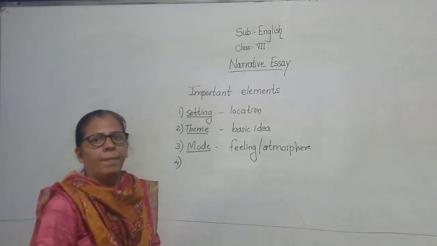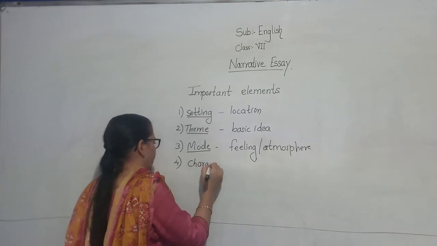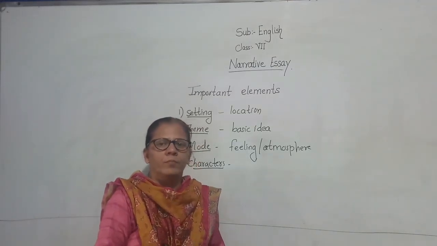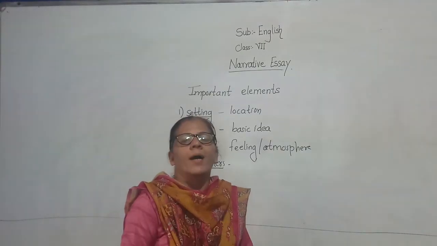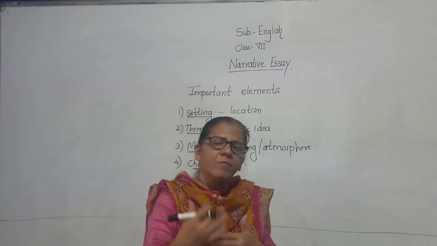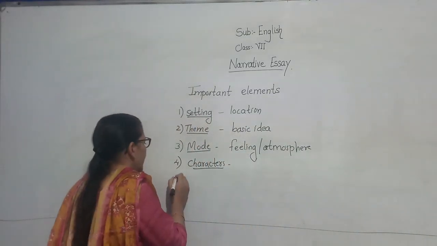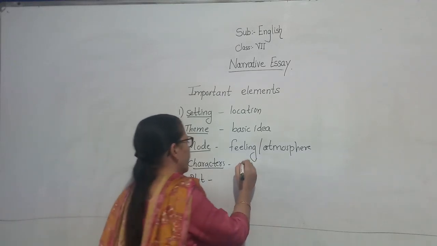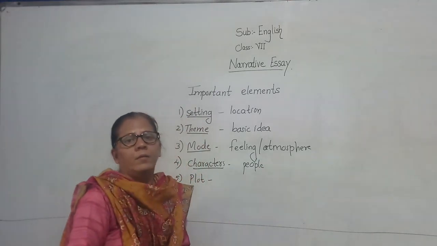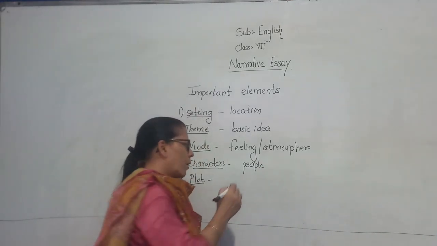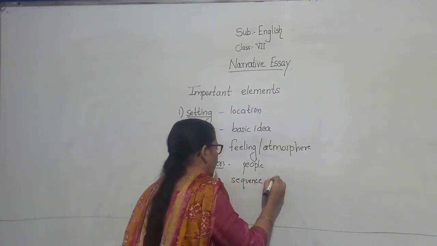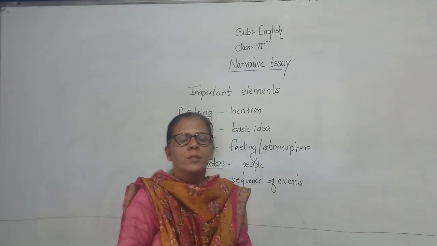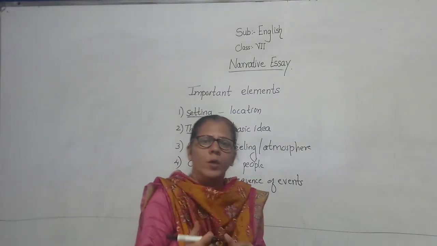The next element is characters. Characters means the people in the story, right? So these characters are affected by the mood and they react to the events in which they happen. The last element is plot. Plot means the sequence of events. That means what happens in the story. It often includes a turning point at which a character's or event change.